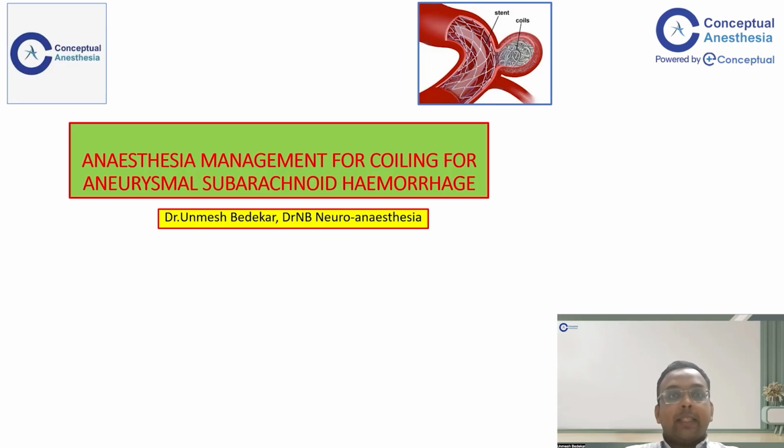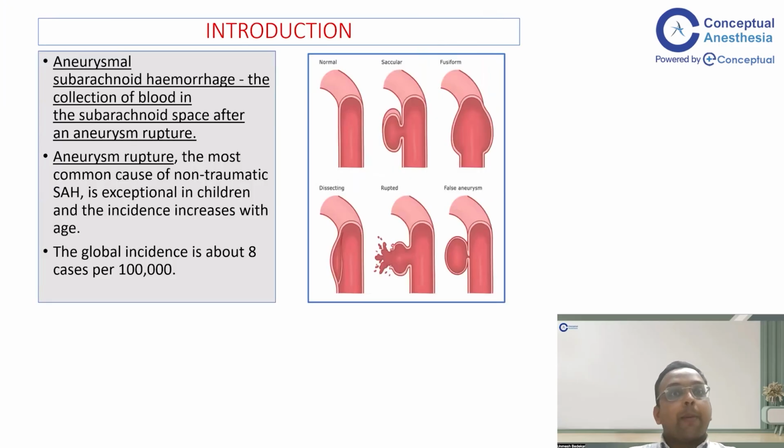So, starting with the basic definition of aneurysmal subarachnoid hemorrhage, as you can see in the figures over here, they are representing the different shapes of aneurysm. It is the collection of blood in the subarachnoid space after an aneurysm rupture. The most common cause of which is non-traumatic SAH, maybe secondary to hypertension or cocaine abuse or smoking. It is exceptional in children and its incidence increases with the age. The global incidence is about 8 cases per 1 lakh.